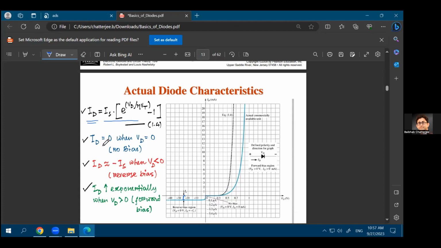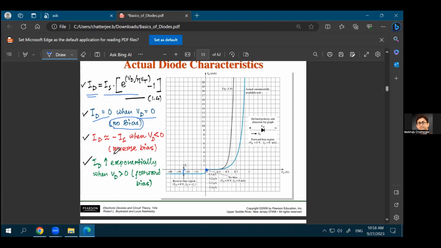So from this equation, you can say that when your Vd, when your diode voltage is 0, at that time you'll have an e to the power 0 term, which is equal to 1, minus 1. So your current will become equal to 0 when you have no bias. When you have Vd equal to 0, your current is also equal to 0. So it is at this point that your voltage across the diode is 0, and the current through the diode is also 0. There is not even a leakage current because, of course, without voltage, you cannot create current.